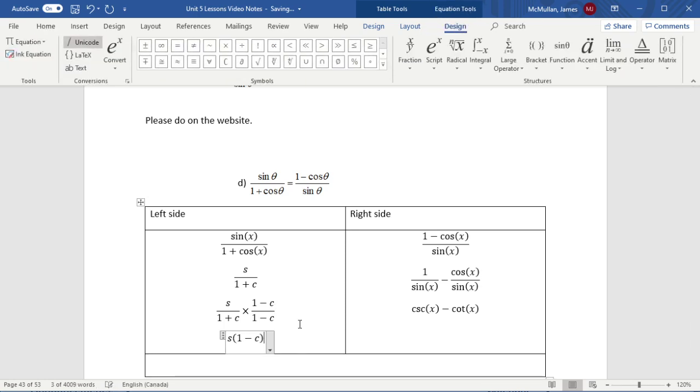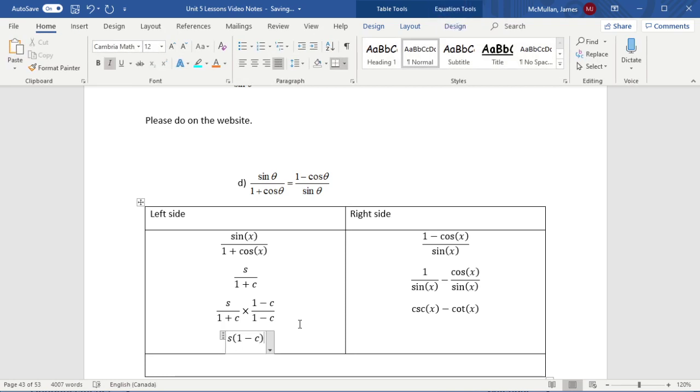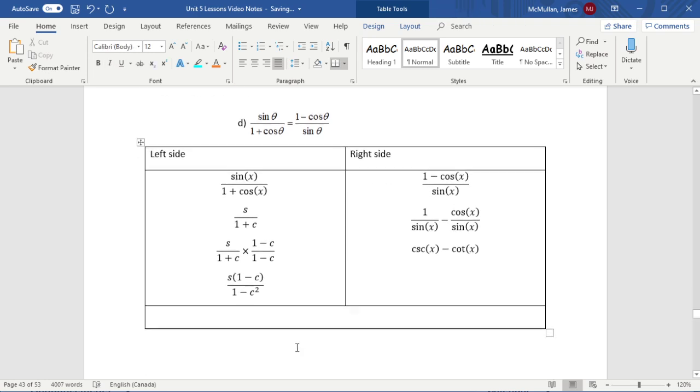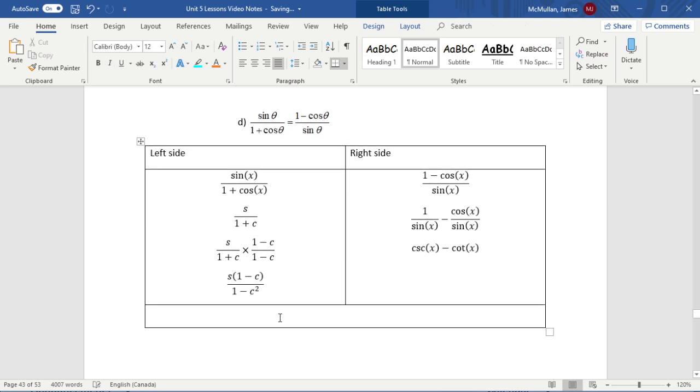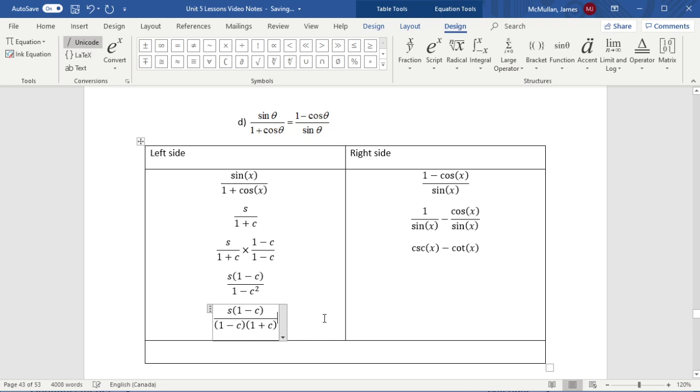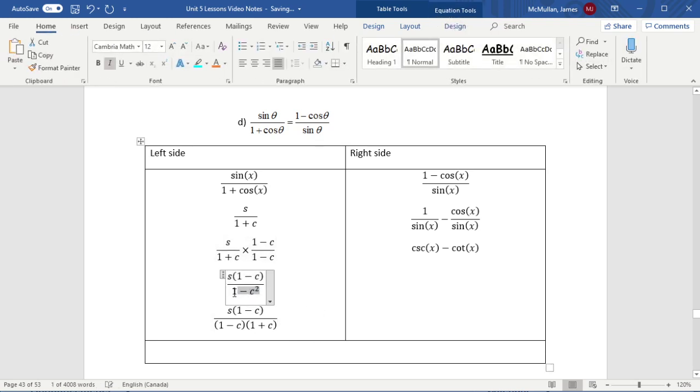What happens up here? I get s times 1 minus c, and on the bottom I get 1 minus c squared. Okay? That's what I get. Right? You get 1 times 1 is 1, then a negative c, then a positive c, and then a negative c squared. Now, how does this help me? S, 1 minus c. Now I'm going to factor the bottom, which I guess I shouldn't have expanded in the first place. I should have just left it like that. This step is kind of silly. There's no reason for me to expand it.